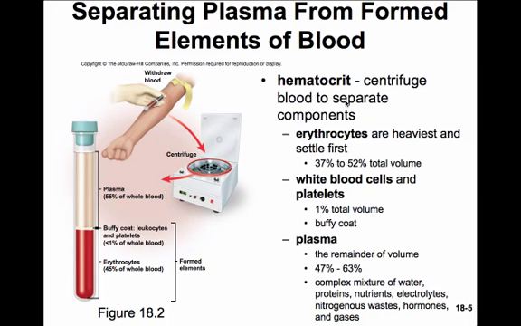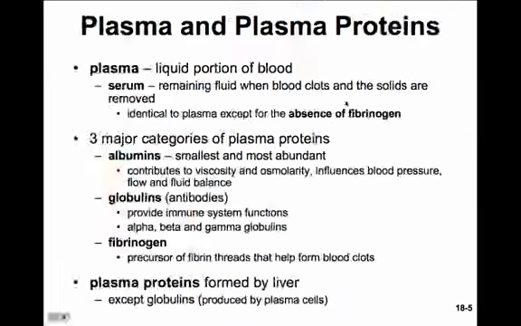It's a complex mixture of water, proteins, nutrients, electrolytes, nitrogenous wastes, hormones, and gases. When the blood clots and solids are removed, the remaining fluid is the blood serum. Serum is essentially identical to plasma, except for the absence of the clotting protein fibrinogen.